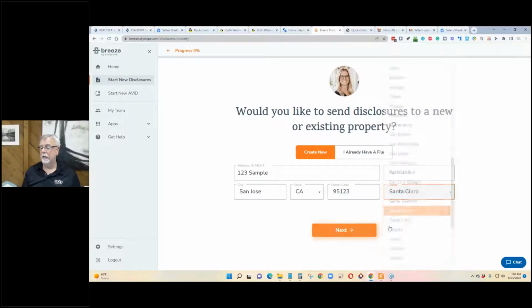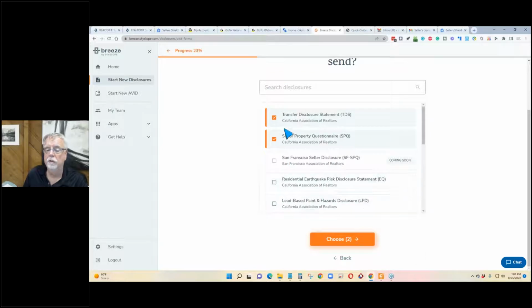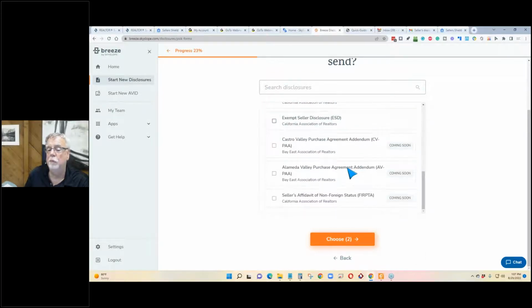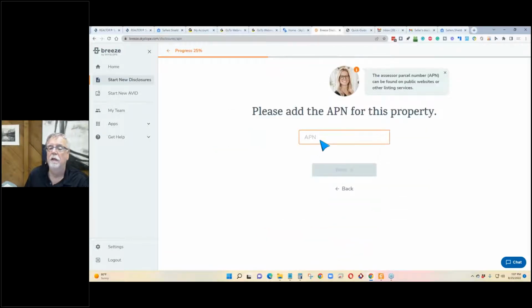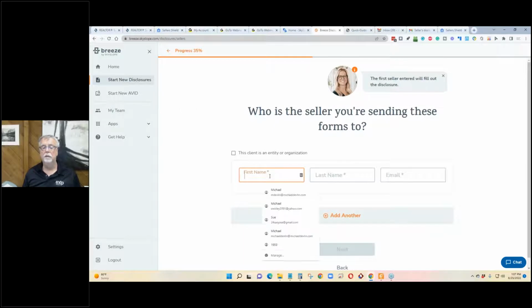And we fill it out. And then notice here, it's kind of the same, but note they have more of them that are available in SkySlope. There's the transfer disclosure statement, the seller property questionnaire. We put in the APN. I'm just making up one, because I don't really know. The client, who are you sending it from?